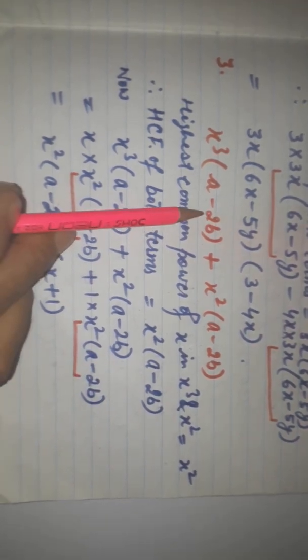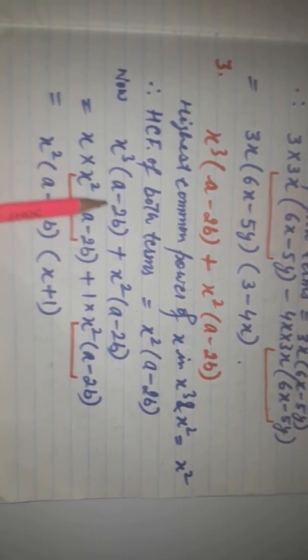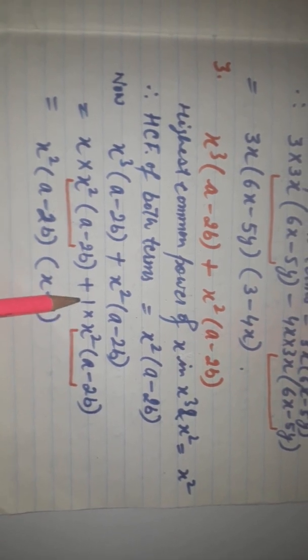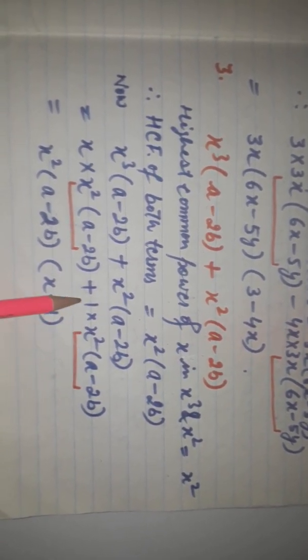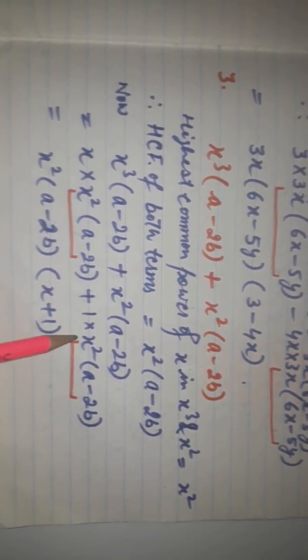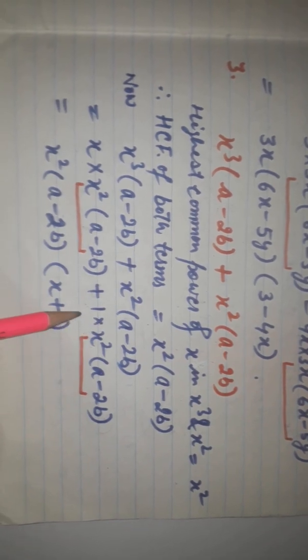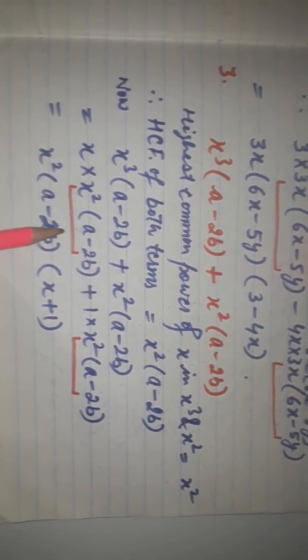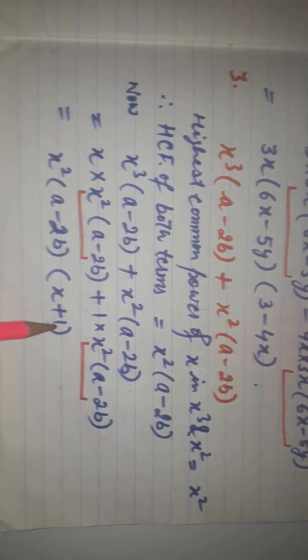When we take this common from these two terms, I will arrange it as x raised to 3 as x into x square into (a minus 2b), plus, in place of x square, we will write it as it is, but 1 is the coefficient of this, or 1 is in the form of multiplication. When I take this whole term out, what is left? In this case 1 is left. So this is the highest common factor, that is x square into (a minus 2b). So when we take it out, what we get inside is x plus 1. So this is the factorized form of the given algebraic expression.